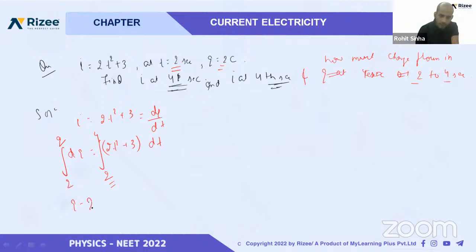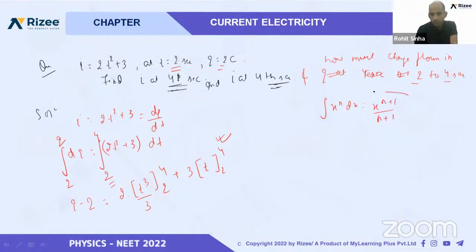We will get q minus 2 is equal to, integrate here, you will get 2 t cube by 3 plus 3t, integration 2 to 4. You know integration. Any problem in integration here? You know this formula: x^n dx is equal to x^(n+1) by (n+1). I am using this formula here. Any problem? Comfortable in integration now?